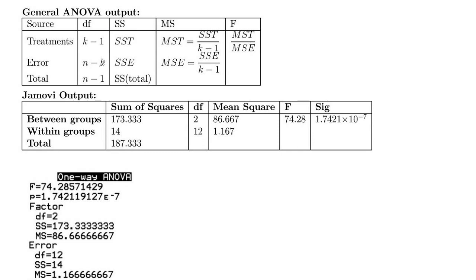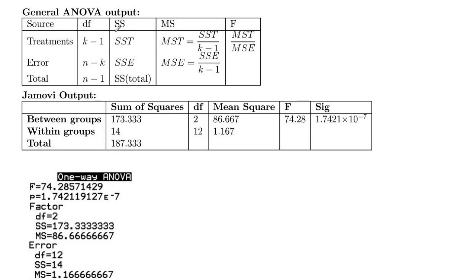Then degrees of freedom here. So for the treatments, k minus 1, so that's the 2. For the within groups, or the error, n minus k, that's the 12 here. And then total, if you total these guys up, you get n minus 1. So the number of observations in the sample, total of all samples, minus 1.